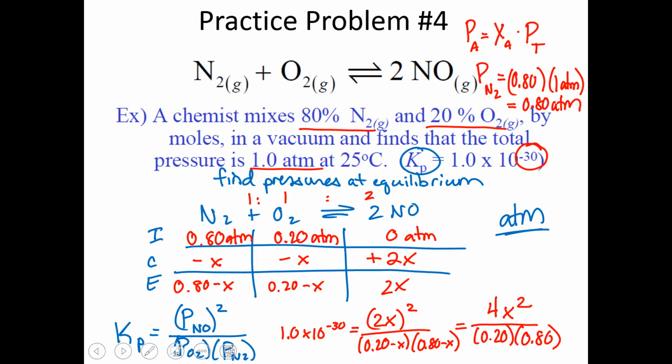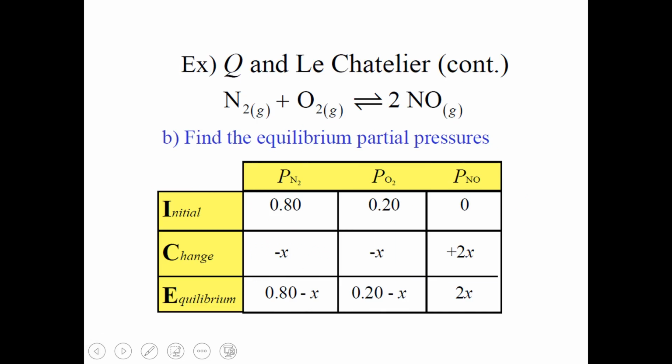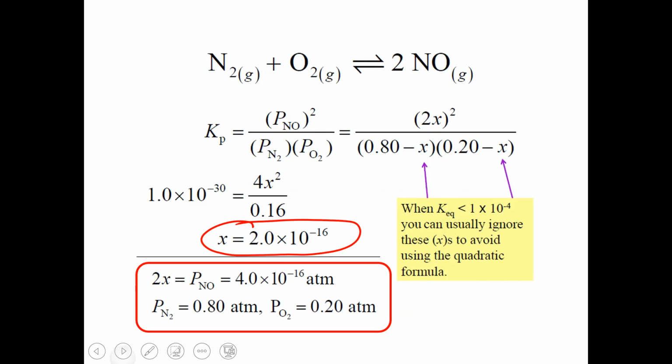I ran out of room, so I'm going to flip to the next slide here. So here's our setup. When you solve for X, you end up with X equals 2 times 10 to the negative 16. Then don't forget to go back and answer the question being asked, because the question didn't say solve for X. The question said, what are the pressures of everything at equilibrium? If you look back to your ICE chart, we defined the pressure of nitrogen monoxide as 2X at equilibrium. So if X is equal to 2 times 10 to the negative 16th, the pressure of my product is actually 4 times 10 to the negative 16th.